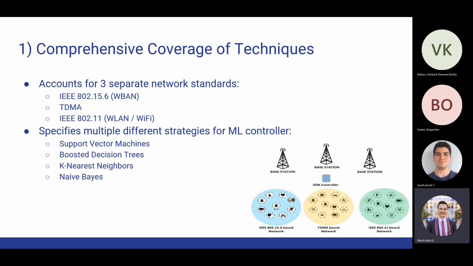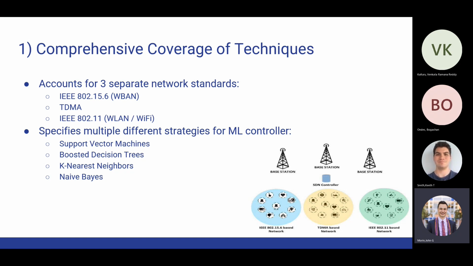And so what that means, practically speaking, is that this is a very flexible system that they developed, because not only can you interface with a Wi-Fi network, now you can interface with a WBAN and a TDMA. And so in real life practicality, you need this level of flexibility, and that is what this was representing for us.